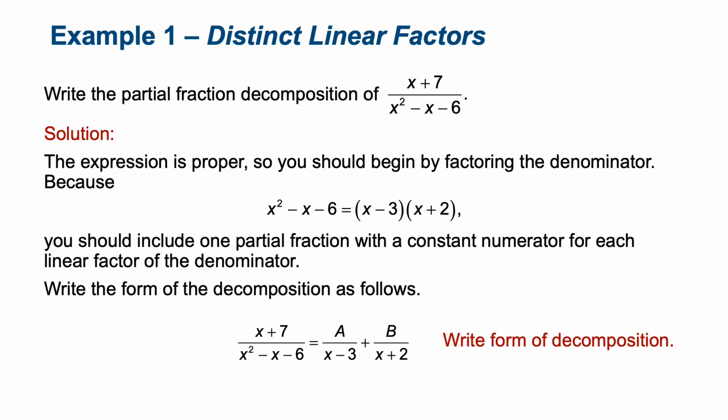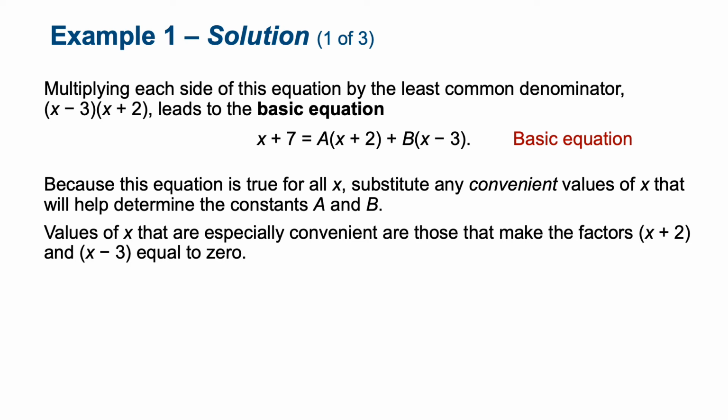Okay, now the next thing is, how do we solve for A and B? What we would do is multiply both sides of this equation by (x − 3)(x + 2), which would leave you with x + 7 on the left-hand side, and then A times (x + 2) plus B times (x − 3). And that's true for all x. So how do we find A and B at this point? There's a couple of ways, but the book gives us a very easy way to do it.